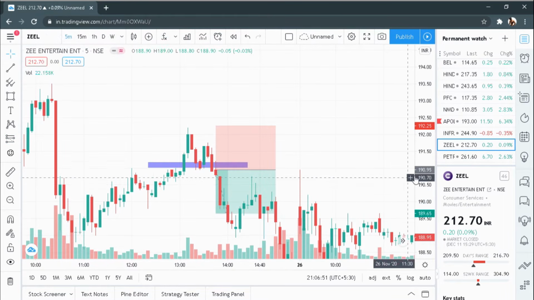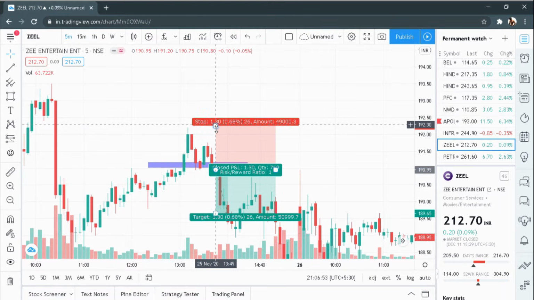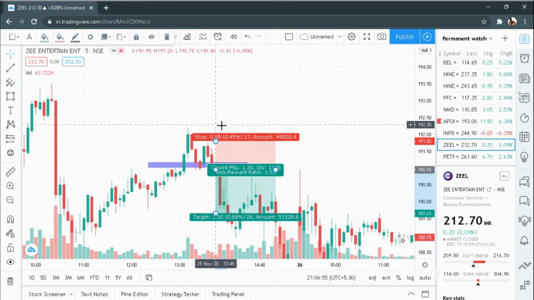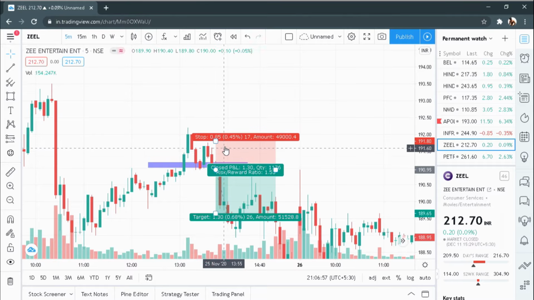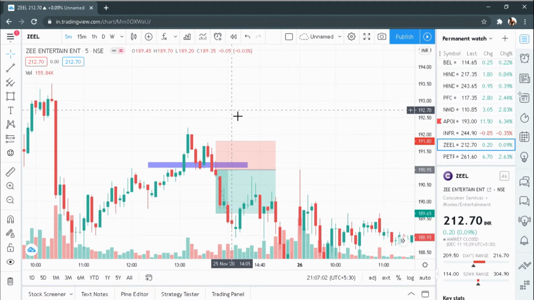So our entry will be at 190.95, and when it comes to the stop loss, it will be above the top. In this case this top is the smaller one and the recent top, so we will consider this top. And when it comes to the target, it will be twice the length of the top.